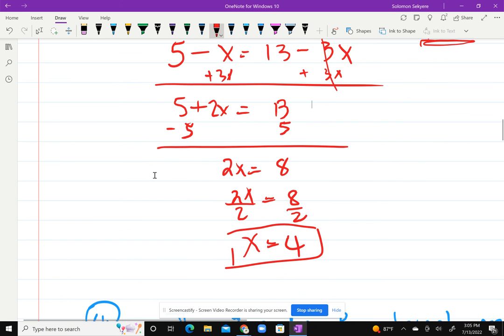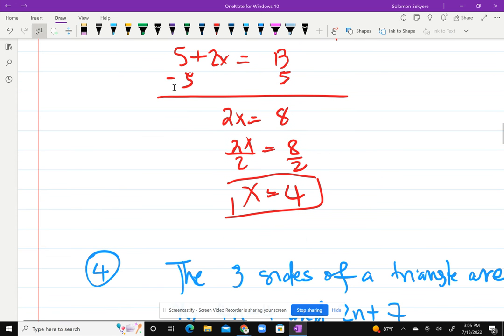What do we do next? We're trying to have our variable by itself. So we remove 5. Since it is positive, there's no sign before it, so it is positive here. We subtract it from both sides. And then here we go. That's the value for x.